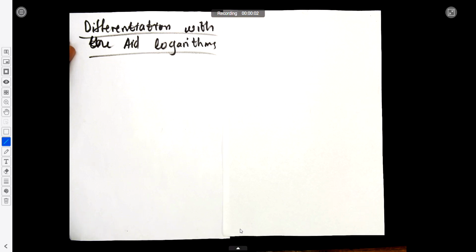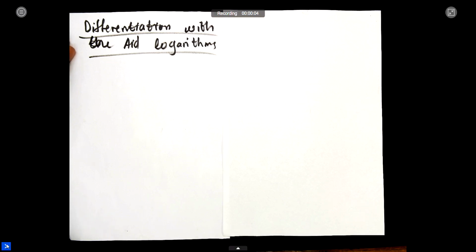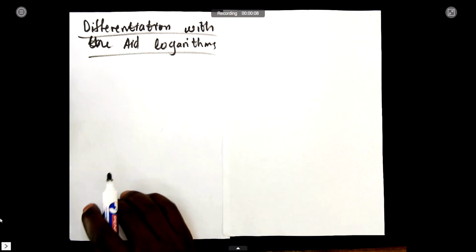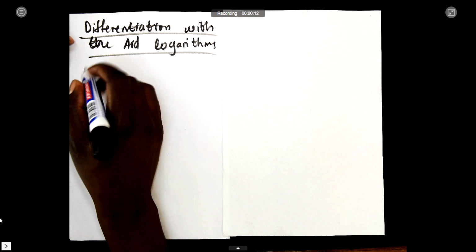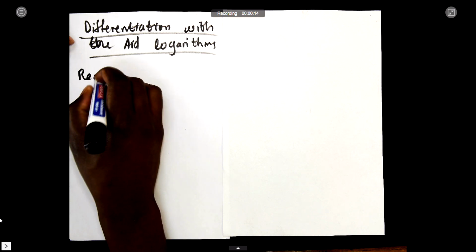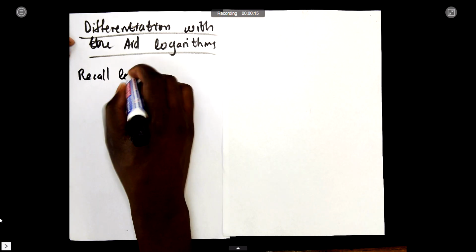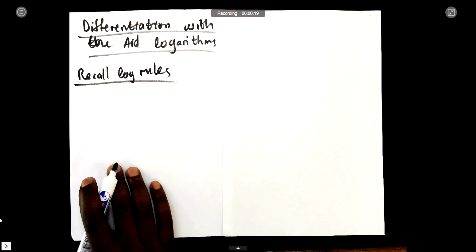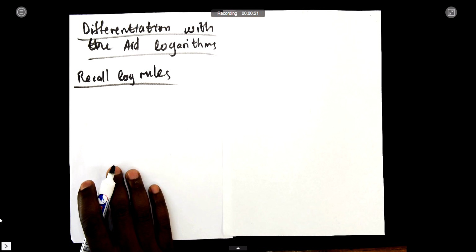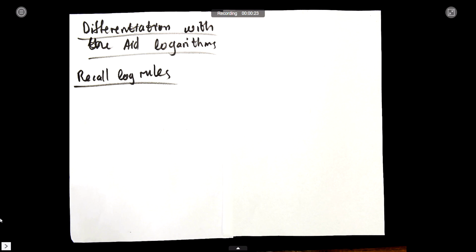Let's look into differentiation with the aid of logarithms. So normally, you'll recall, for an example, let's say you have... in fact, I will even say try and recall log rules in the meantime. Log rules. Yeah, recall log rules. Maybe we'll recall the laws using functions that help us recall logarithmic rules or log rules.